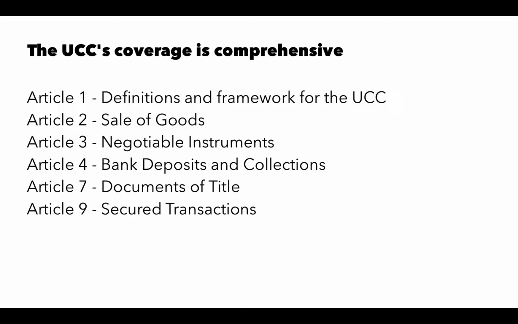So Article 1 provides the definitions and the framework for the UCC. Article 2, what we'll be focusing on in the first half of the course, involves the sale of goods and probably the type of contract that you're most likely to encounter. Article 3 is what we will cover in the third part of the course, negotiable instruments. Those have to do with promissory notes and with items like checks.